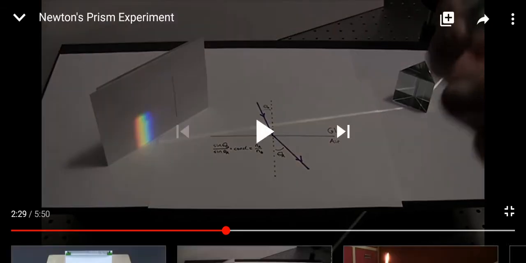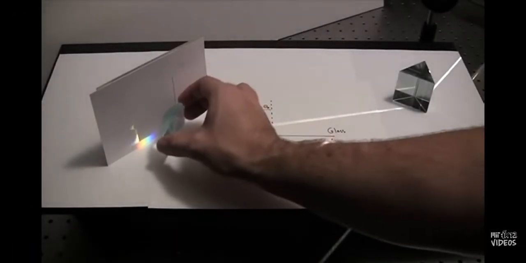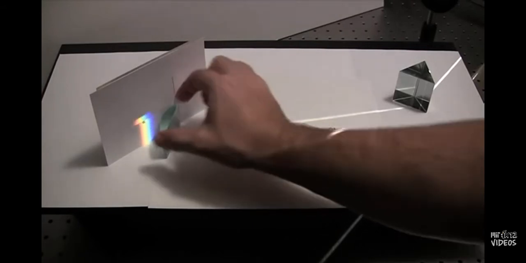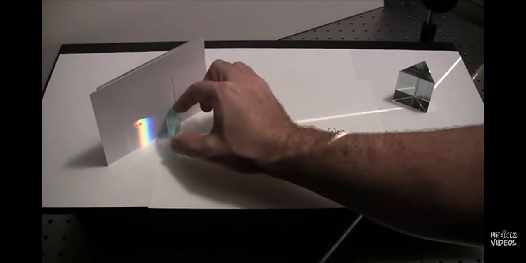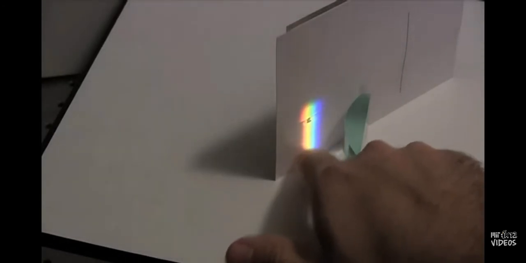Start with the same system you had before, and then you place a lens in the system. We start with our screen close to the lens, and we see the same spectrum we saw before. Here is the light passing through the lens, and up above it we see the light that's sort of skipping the top of the lens.